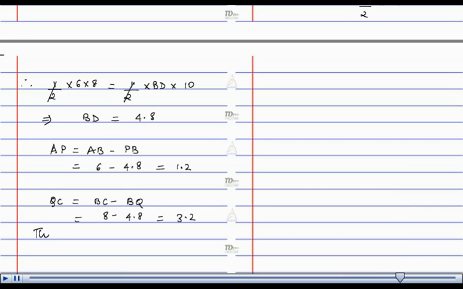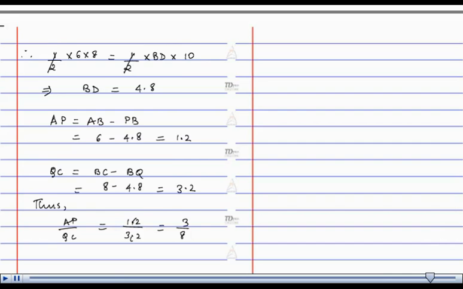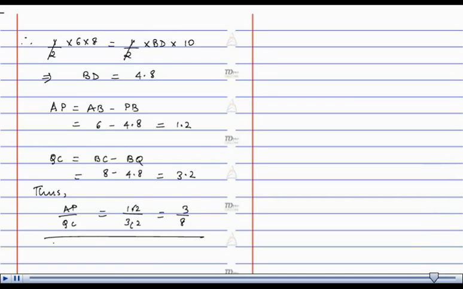Thus, AP upon QC is equal to 1.2 upon 3.2, which on simplifying we get 3 by 8. This is our answer, which is option number 4.